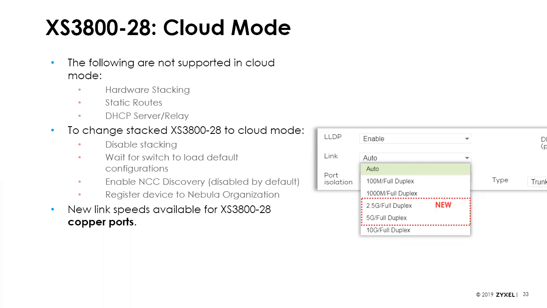And it's just showing there, you can see one of the new features here is on the copper ports, you can choose what speed you want them to operate on, whether you want them to be 10G, 5G, 2.5G, or just your standard gig.